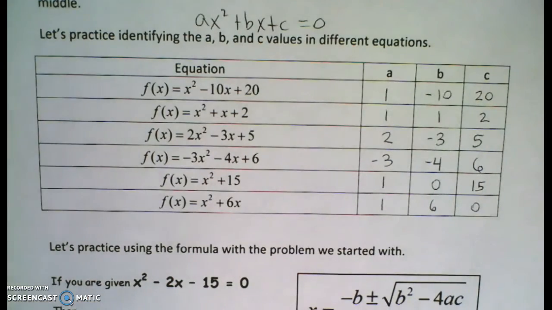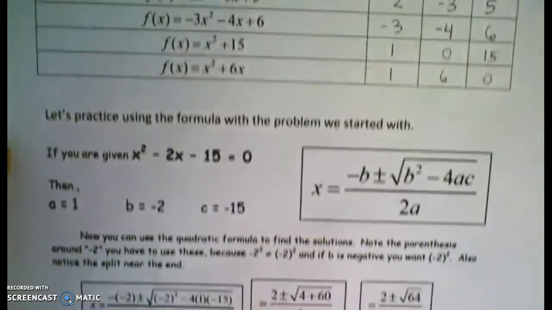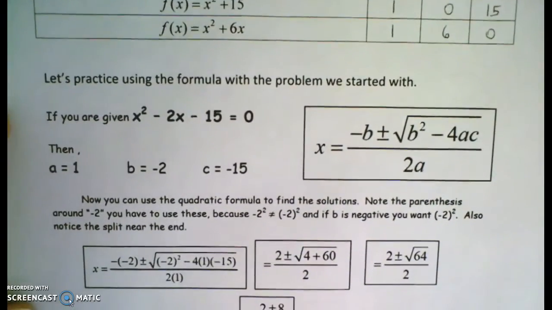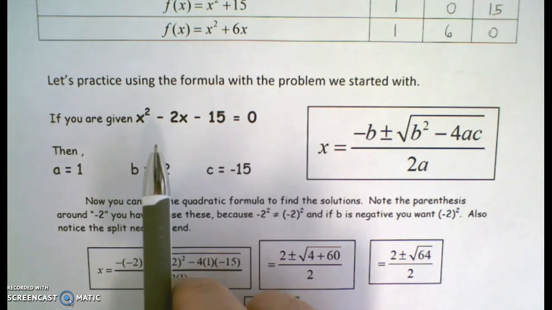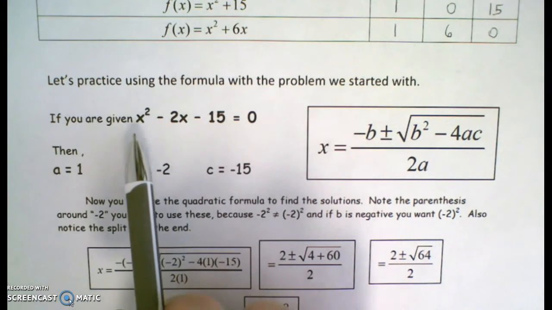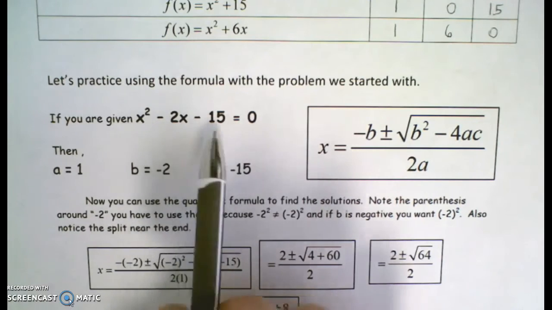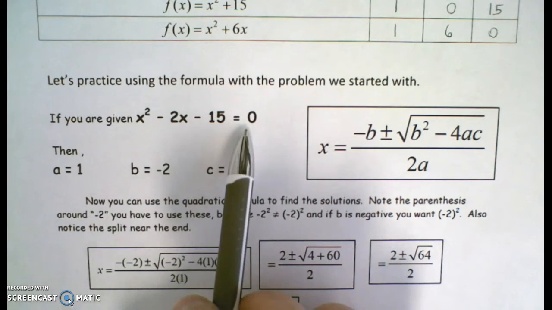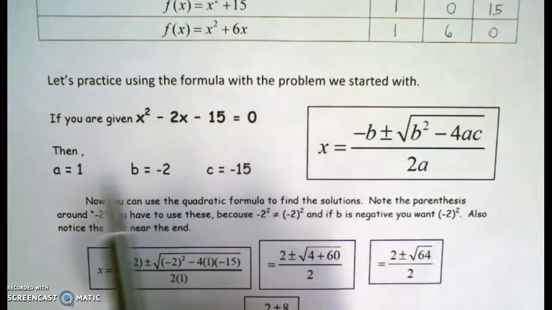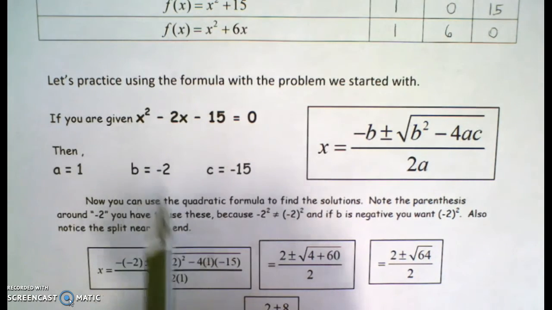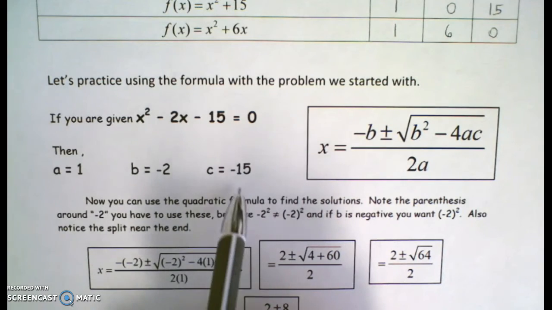Why it's important to be able to understand the a, b, and c values is that's what we're going to use to plug into the formula that we were given, the quadratic formula. So let's practice it. This one I've kind of started for you. Let's say you're given that same problem. We already know the answers, but I want to show you how the formula gives us those answers. So here's our equation. I want to know the solution. So what are the x values that make this equal to 0? So to start, I identify my a, b, and c values. a is 1, b is negative 2, and c is negative 15.